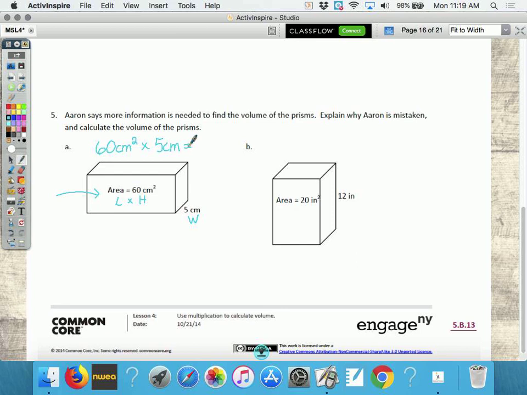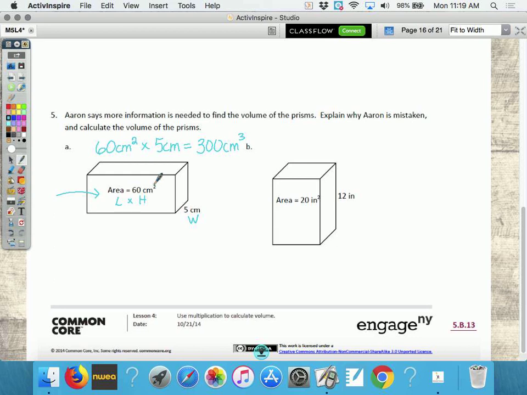6 times what? 300. 300 centimeters cubed. Okay? So, do we have enough information? Yes. Yeah, Aaron is mistaken. He didn't notice area or he didn't notice the squared. If you see the squared, that automatically tells us we've got 2 measurements there. So 2 measurements plus 1 more measurement equals 3 measurements. Okay? All right, the next one.